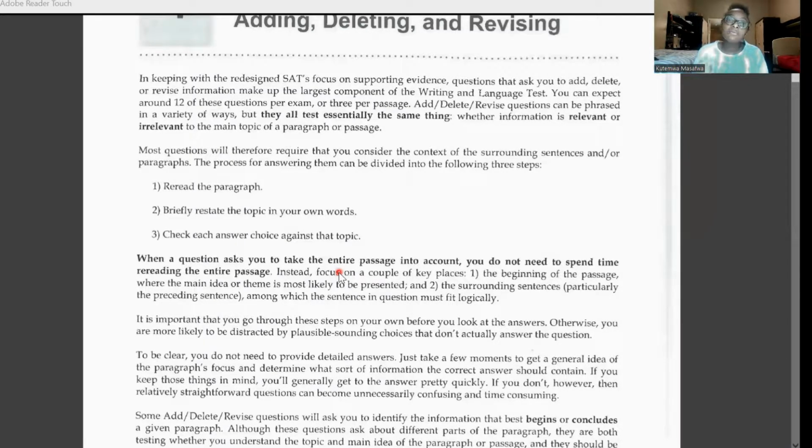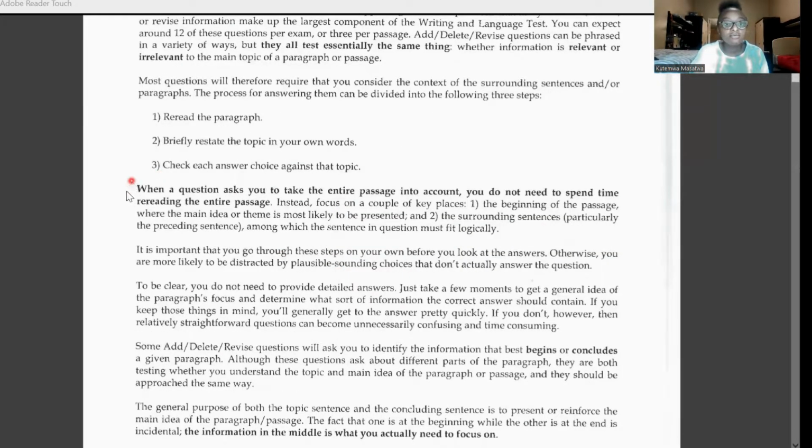Then the second type, you'll be given a specific focus. Here we have one kind where you're asked to take the entire passage into account. Sometimes you're asked, based on the passage or based on the main idea of the passage, should this sentence be kept, deleted, or revised? The most important thing is to know what the main idea is. This is the overarching idea, the framework of the whole passage. If you were to read the passage and summarize it in one sentence, that would be your main idea, right? So imagine you're asked to take the entire passage into account. Of course, this is writing, it's not reading.